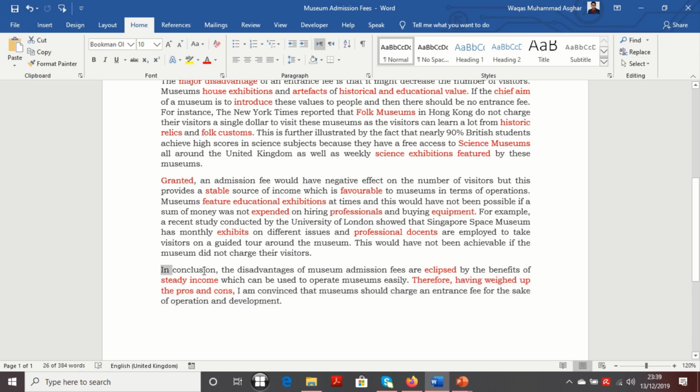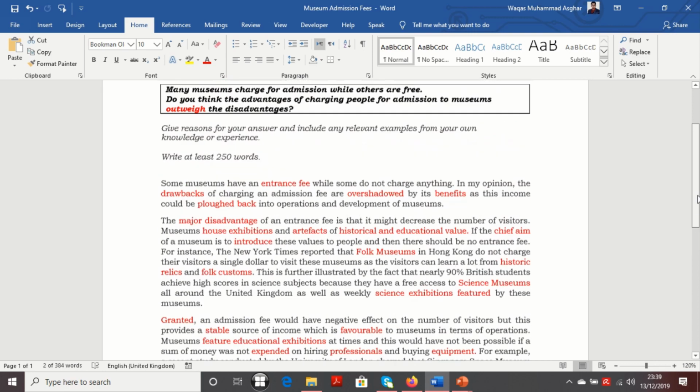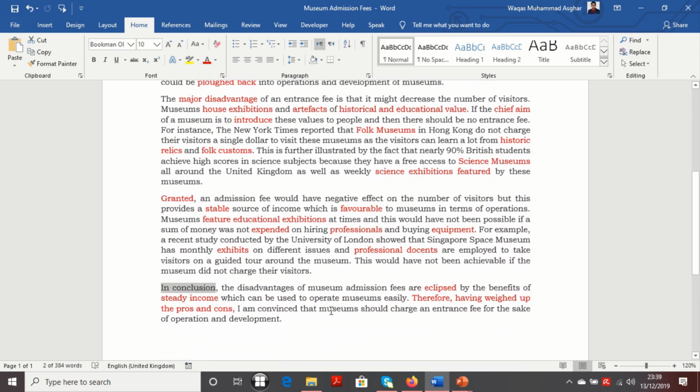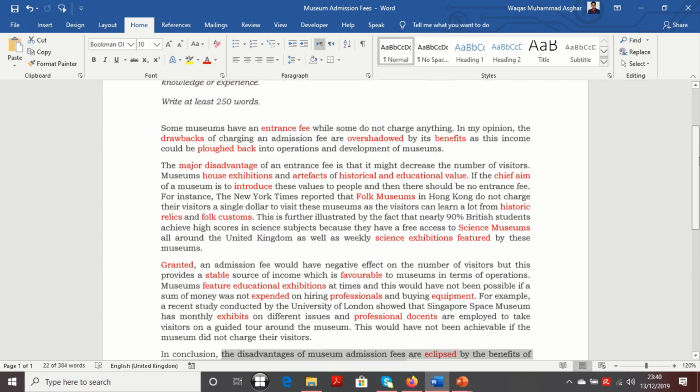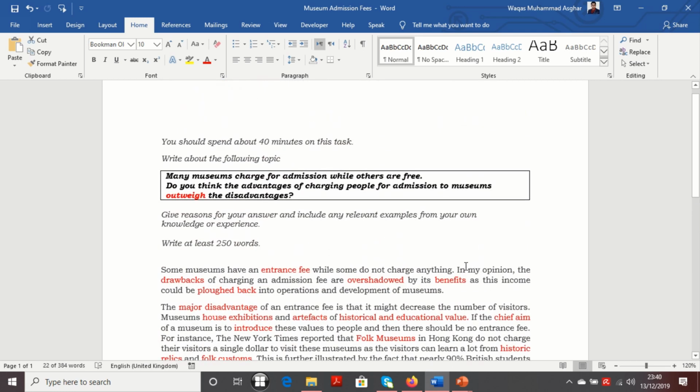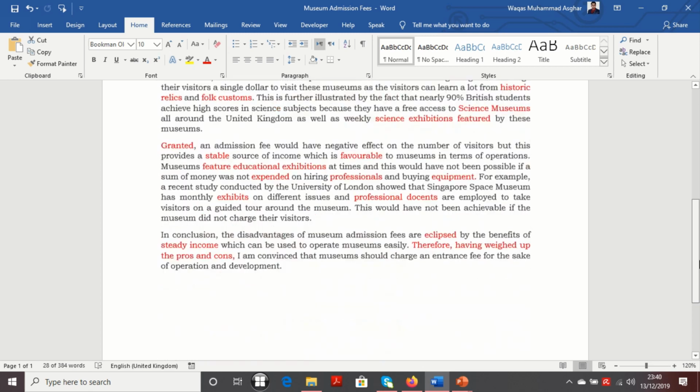So what I did, I just paraphrased my introduction. The disadvantages of museum fees are elapsed by the benefits of steady income which can be used to operate museums easily. In my opinion, the drawbacks of charging an admission fee are overshadowed by its benefits, as this income could be plugged back into operations and development of museums.